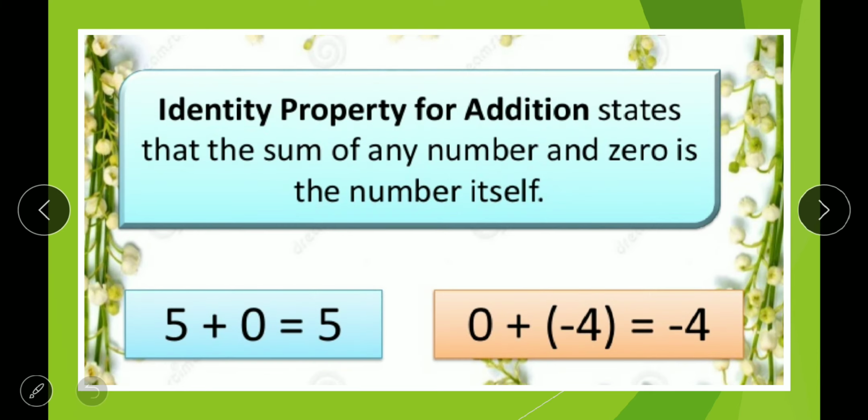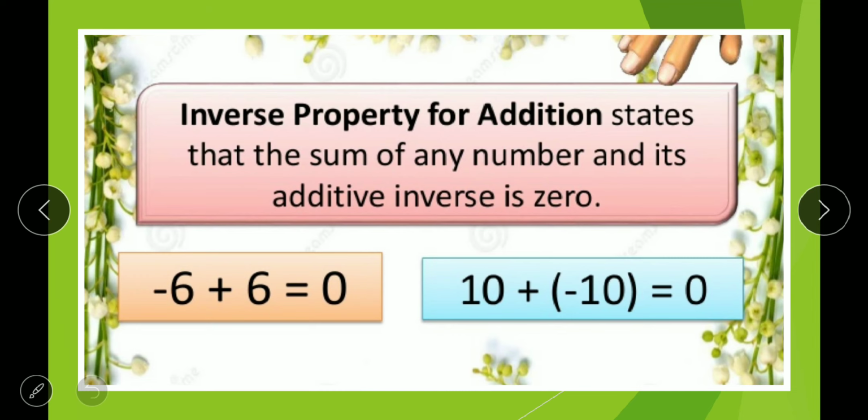Next, we have the identity property for addition. What does identity mean? The name itself tells you, we are going to add 0 to the number, whatever the number is. When you add 0 to it, you will get your answer as the same number. Identity property for addition states that the sum of any number and 0 is the number itself. It can be a negative number also. What will your result be? The negative number. And inverse property, it is opposite, means writing the additive inverse.